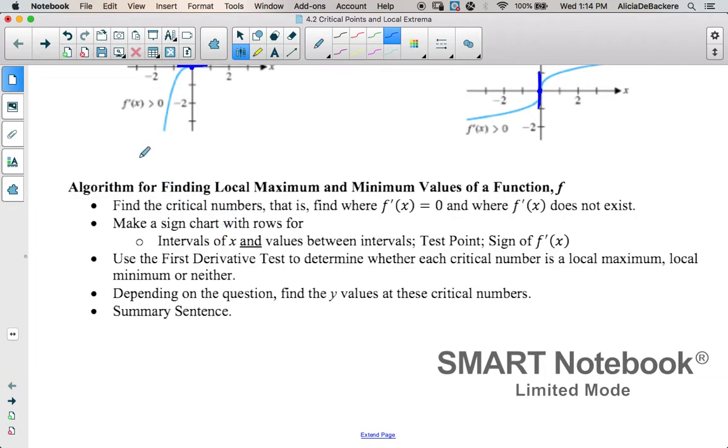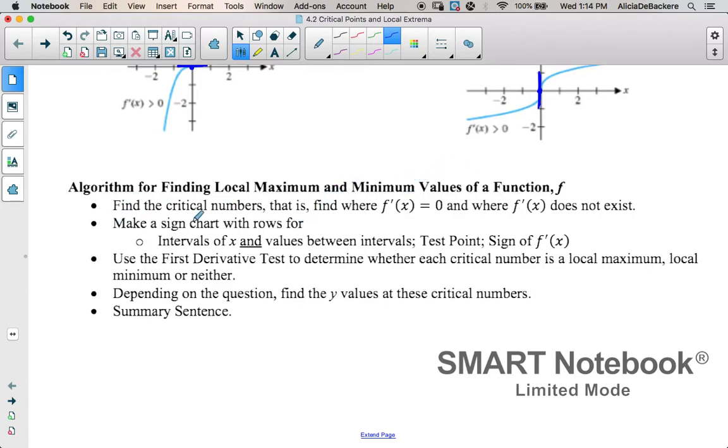All right, so our algorithm for finding local maximum or minimum of functions. How are we going to go about this? First, we're going to find the critical numbers, so that means finding those c values. So I'm going to find the derivative. I'm going to figure out where the derivative equals 0 and where the derivative does not exist. And I'm going to collect both of those numbers, just like we did in the last lesson.